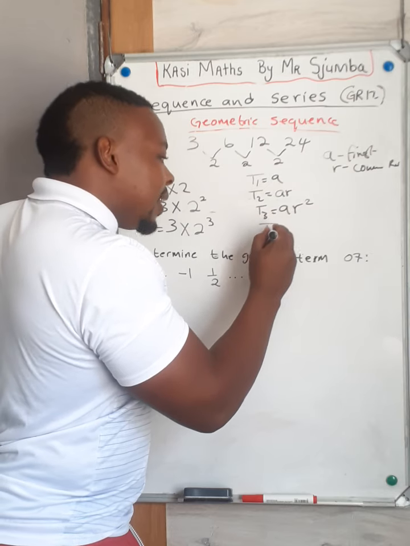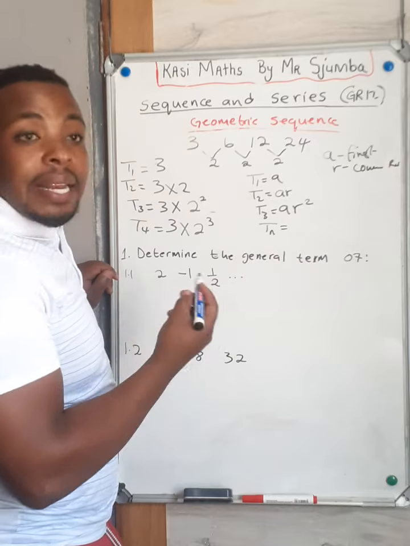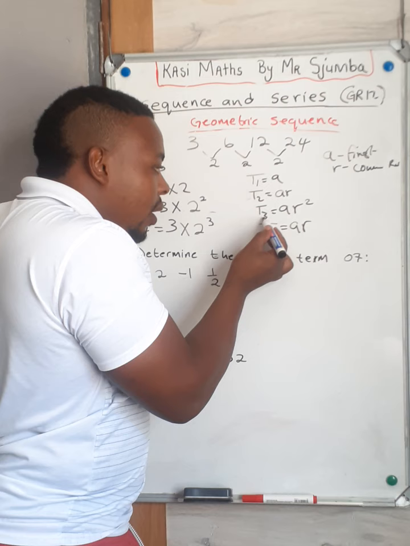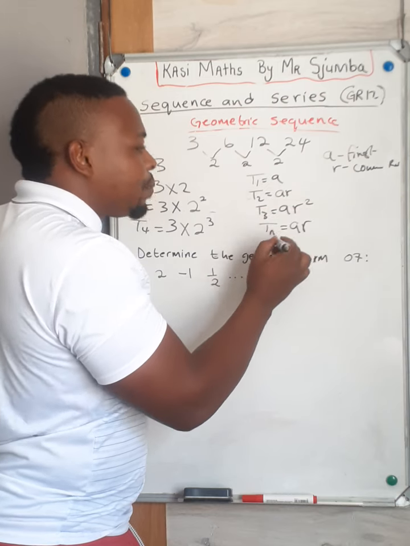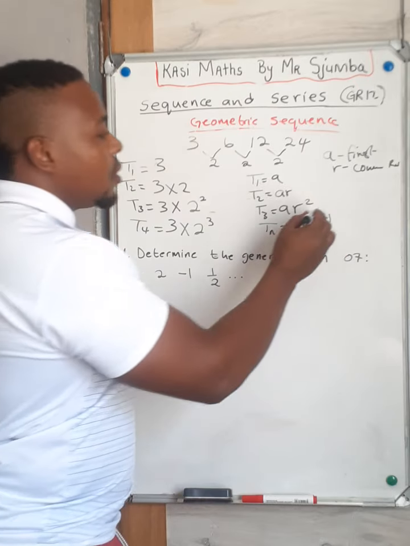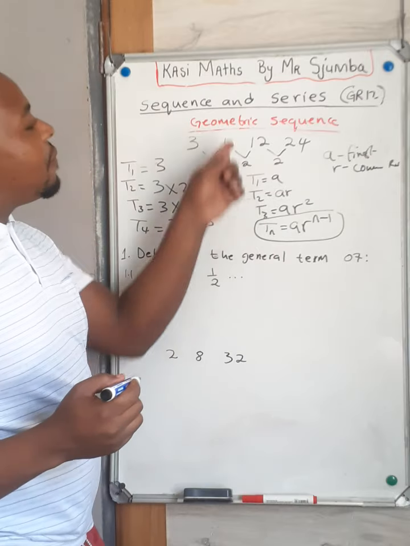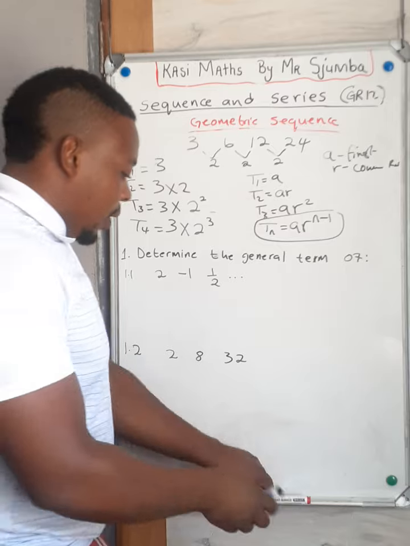So if it's Tn now, we're looking for the nth term. Tn will be AR to the power of n minus 1, like 3 minus 1, 2 minus 1. So Tn is AR^(n-1). This is our formula for a geometric sequence. So we apply it.